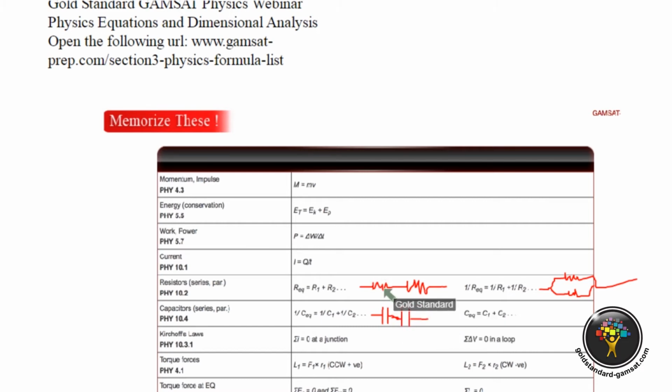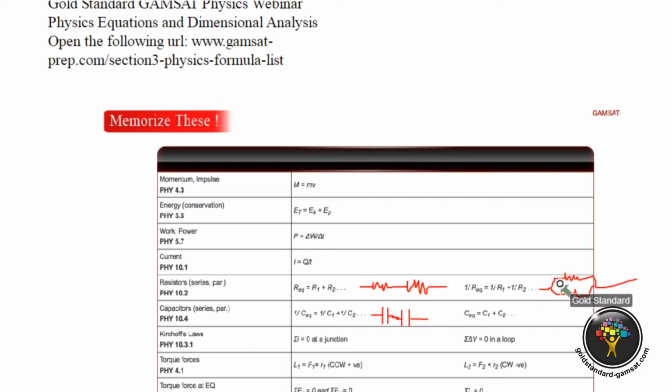Now, the purpose of a resistor is to resist the movement of current, of course. That's why it's called a resistor. And if you want to calculate the total or equivalent resistance across these resistors, then when they are in series, you just add the resistances, R1 plus R2. The SI unit for resistance is the ohm.